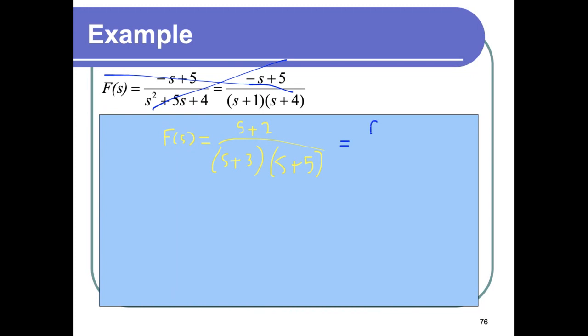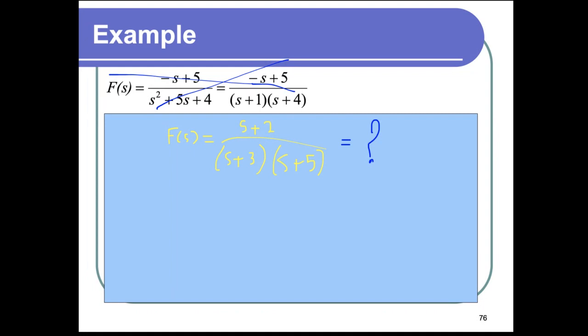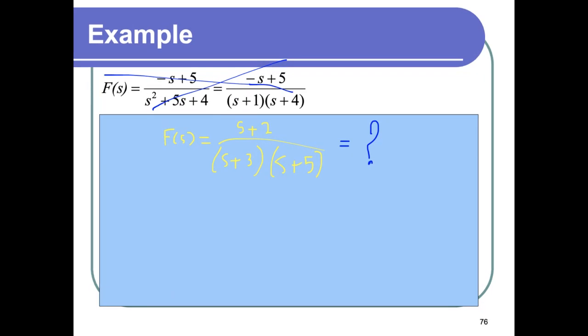This is equal to what? Yes, Fawzi. Doctor, can you put the formula? Sure. So Ai is equal to s minus the pole corresponding to Ai, f of s, evaluated at the pole.